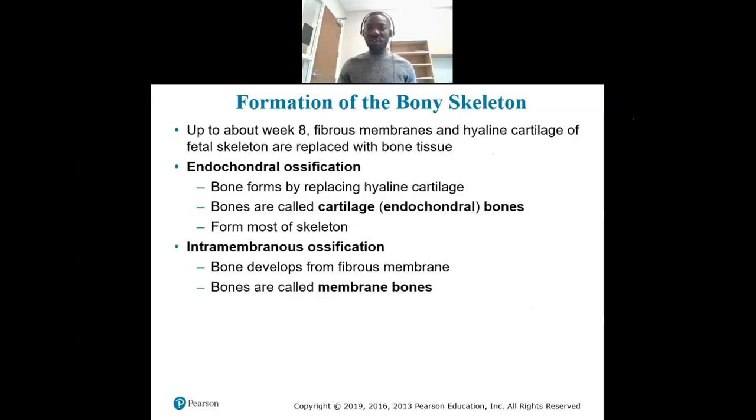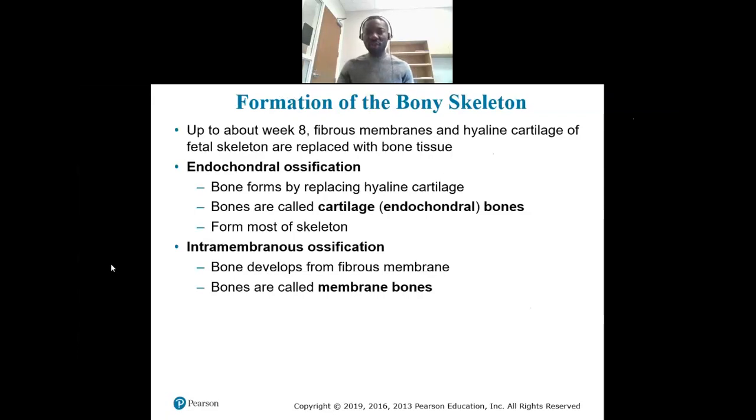Now, up to about week 8, what we see first in the fetus is fibrous membrane and hyaline cartilage that forms the fetal skeleton. Then after that, bone tissue starts to replace that fibrous membrane and hyaline cartilage in the fetal skeleton. Now, there are two types of bone formation.